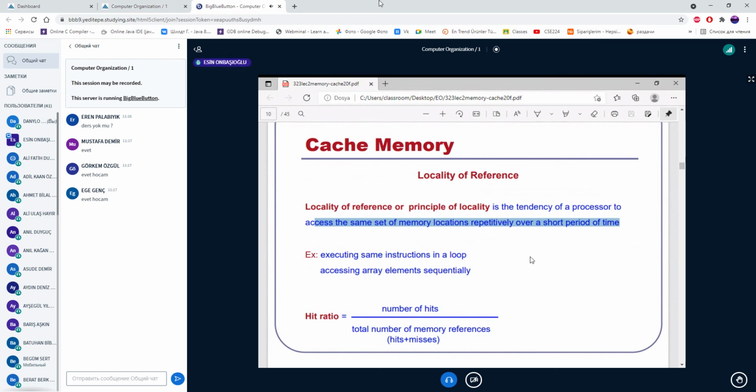So what does that mean? Usually programs are executed sequentially. So if you bring a block of data from main memory into the cache, the next time you access main memory it will probably be in that block, because instructions are executed sequentially and usually data is accessed sequentially. So probably the next access will be in the same block. That's why it is brought in as a block from main memory into the cache.